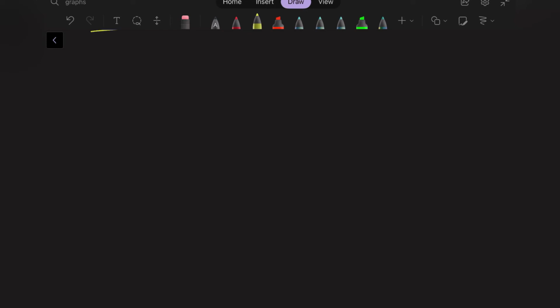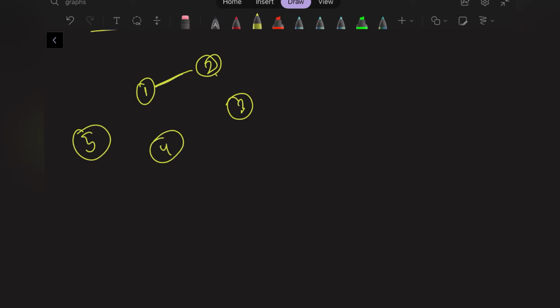Suppose 1, 2, 3, 4, 5. We have these nodes, and suppose we have edges between them. We start from 1, going to 2, 3, 4, then we can return to 1. So from one node, we again move to that node without visiting any edge twice.